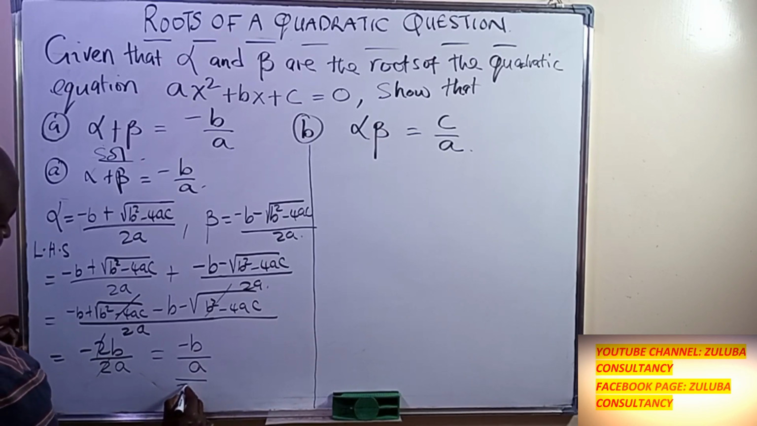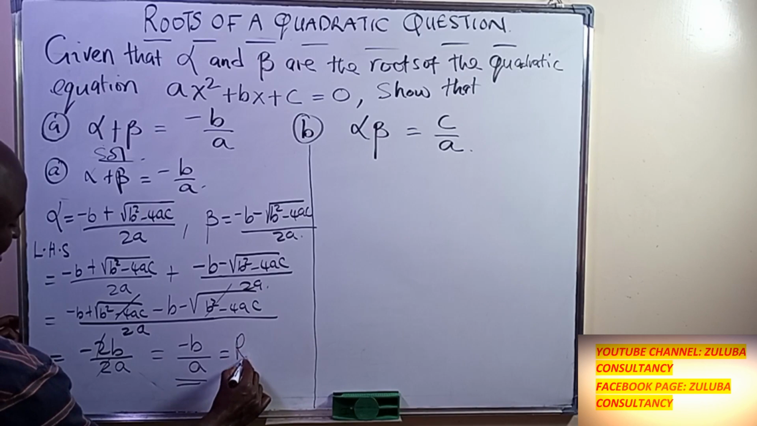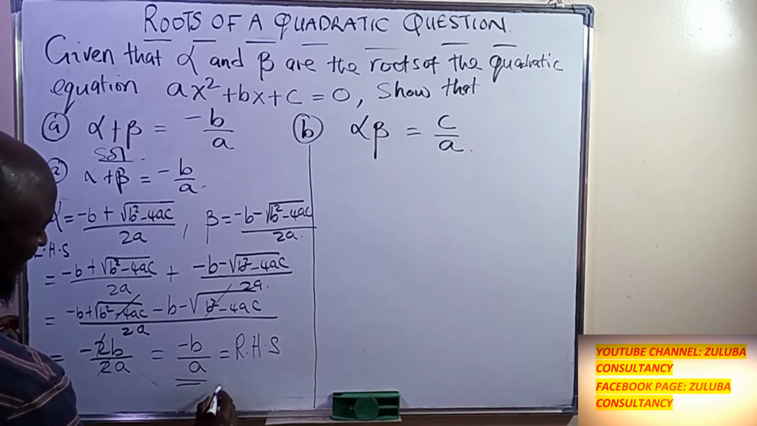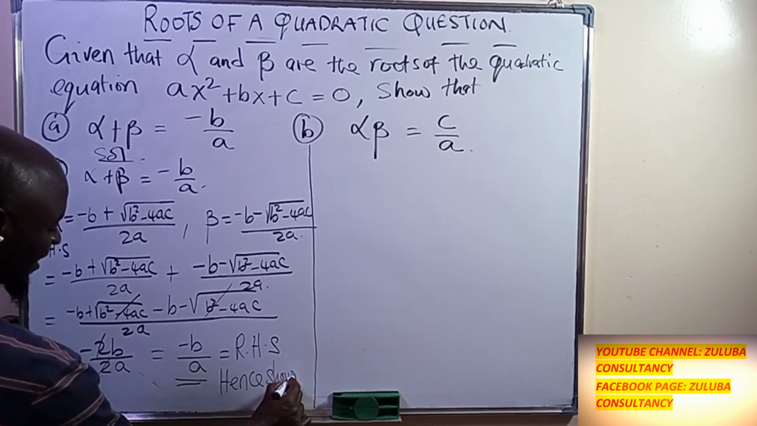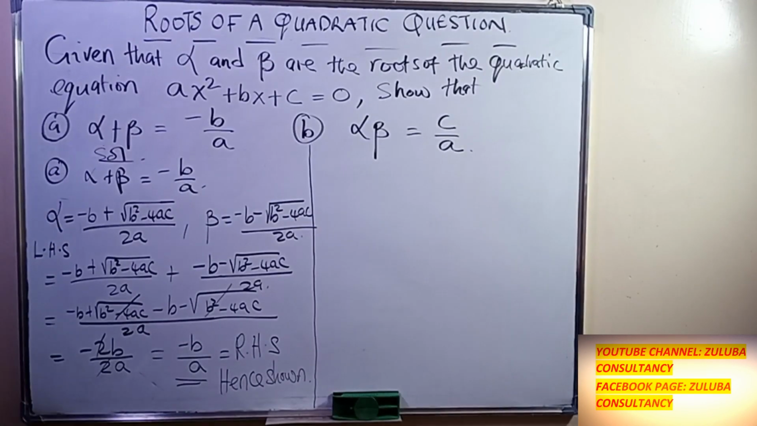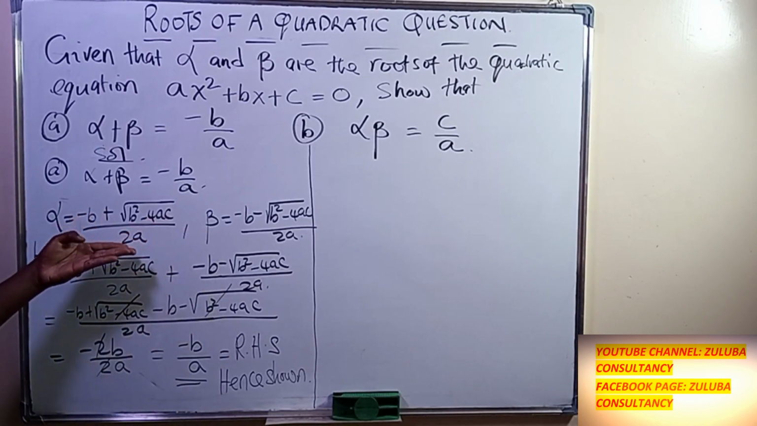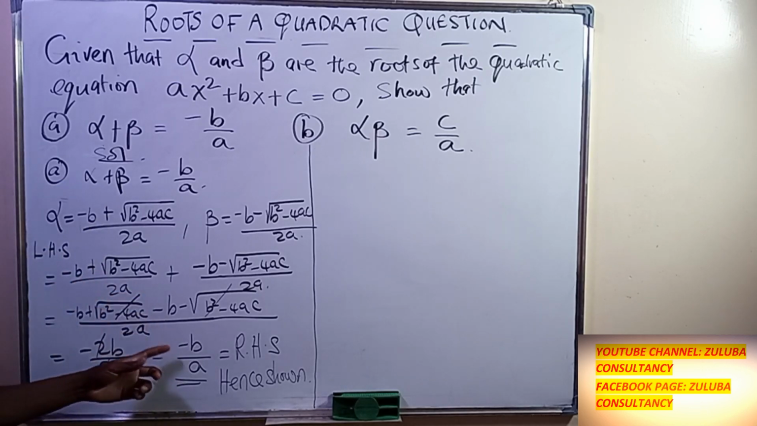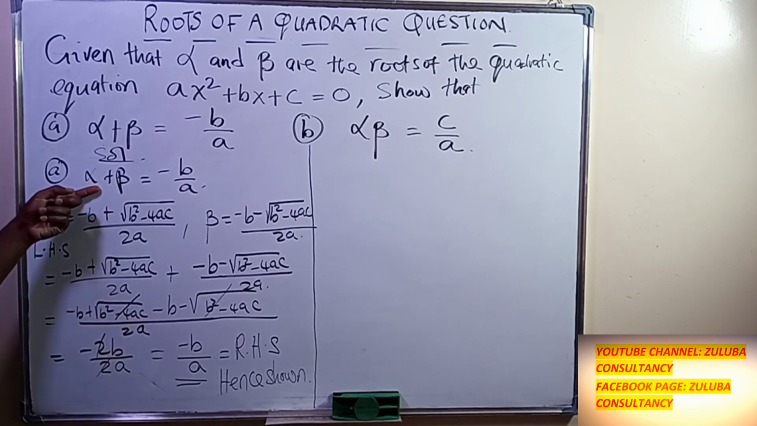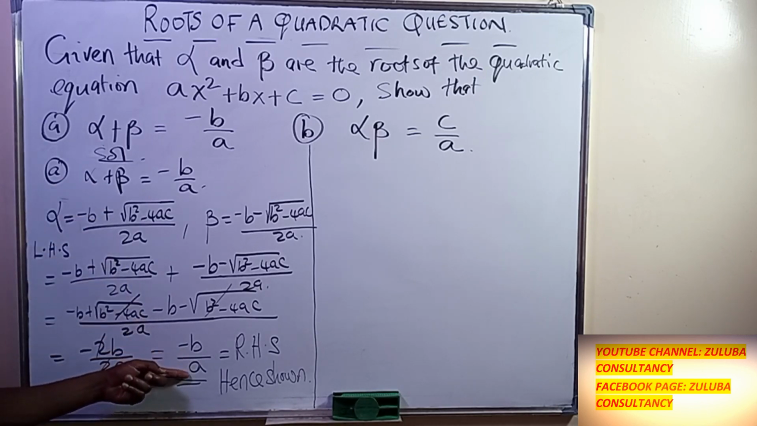And we can see that this is equal to the right-hand side. And we can conclude that we have shown. So we can say hence shown. So when you're given such a question, what you need to do is write alpha and beta as the solution of the quadratic equation using the quadratic formula. Then we replace them on the left-hand side and simplify accordingly. We can see that alpha plus beta, which is what we have here, is equal to negative b over a. And we can conclude that it's shown.